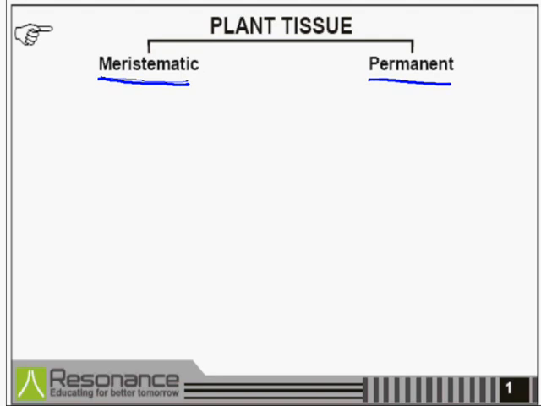What are the meristematic tissues? Meristematic tissues are those tissues that have the capacity to divide continuously. These tissues divide continuously and form new cells. We call them meristematic tissues. The permanent tissues cannot divide again. We call them permanent tissue.